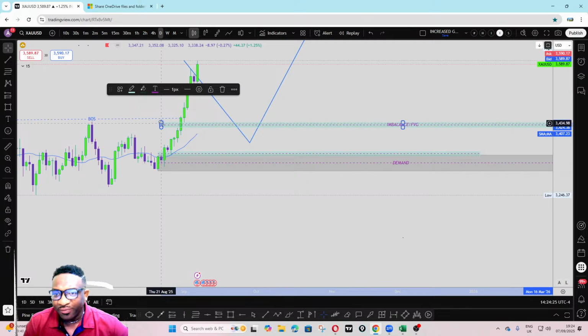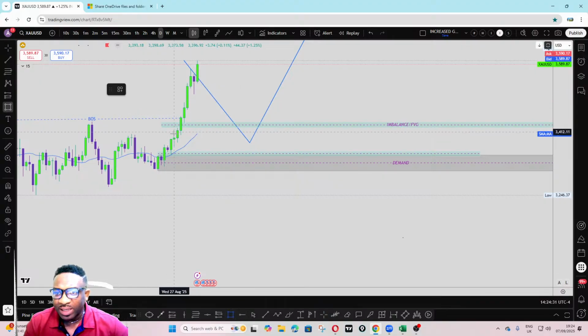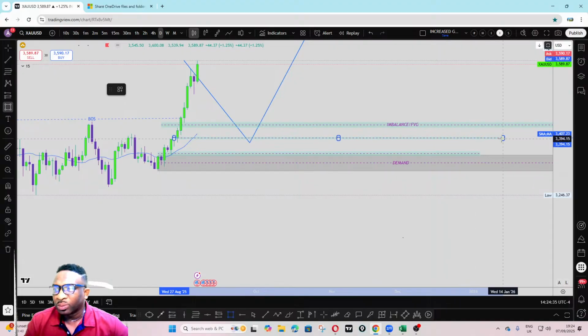So we are further refining these areas we identified on the weekly as we crack down. We want to identify these possible areas that price will most likely come back to tap into before continuing going up.